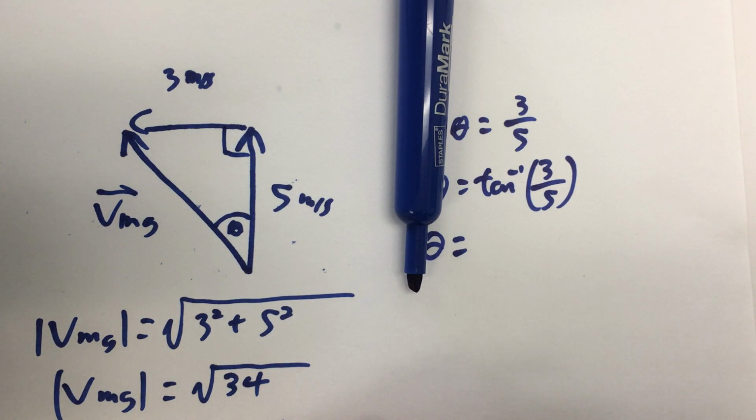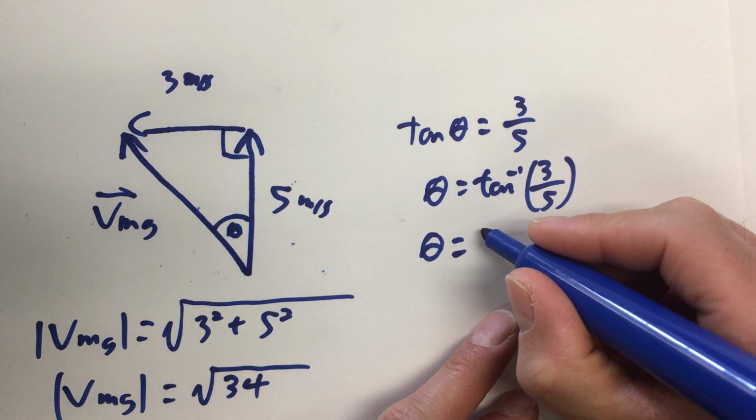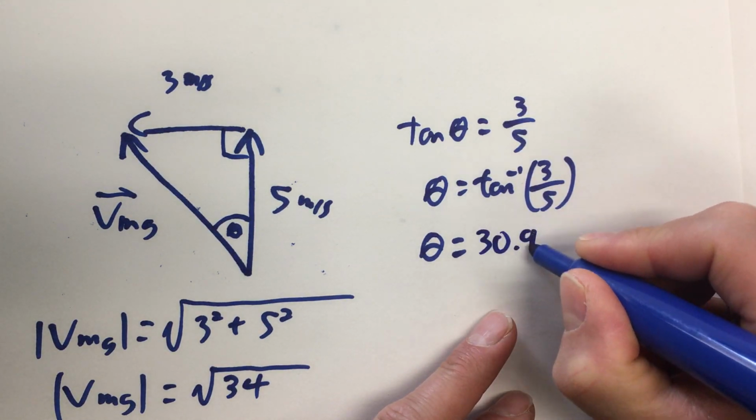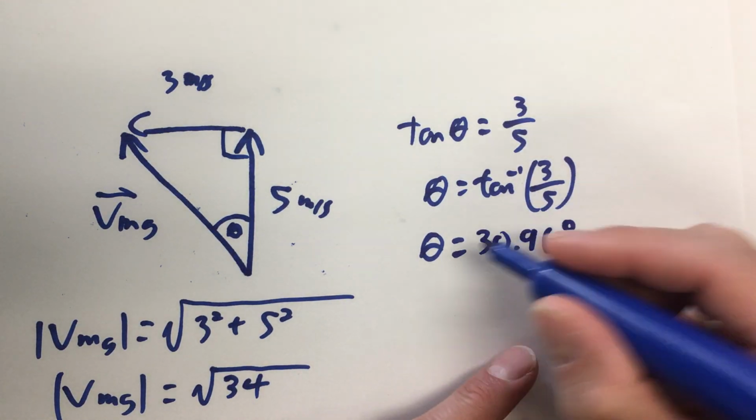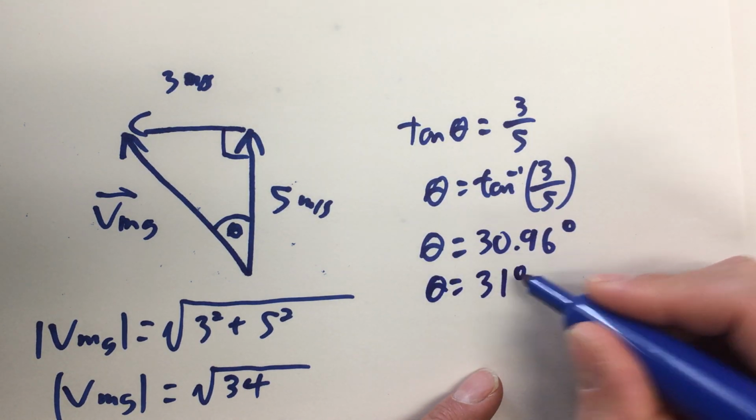Gives me 0.6, and then the inverse tan is 30.96. Or I'm going to call that 31. It seems close enough.